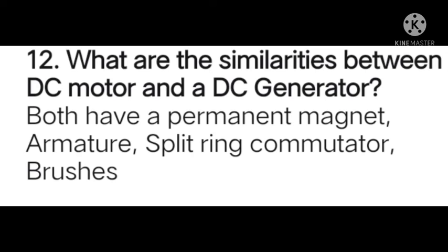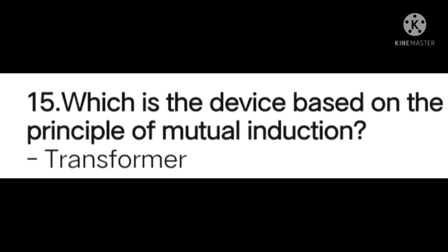What are the similarities between a DC motor and a DC generator? Both have a permanent magnet, armature, split ring commutator and brushes. DC motor we study in the second chapter, DC generator is in the third chapter. DC motor works on the motor principle. DC generator works on the principle of electromagnetic induction. That is the difference between DC motor and DC generator. Others are similarities between both of them.